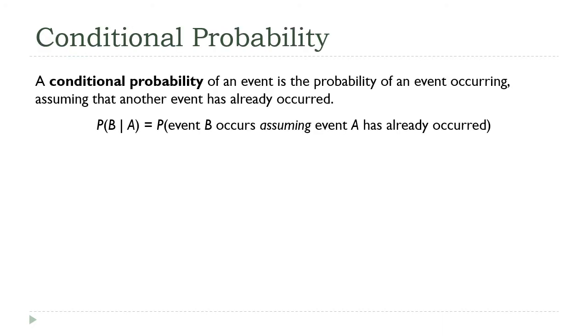Well, we need another concept first, right? It's this idea of a conditional probability. A conditional probability of an event is the probability of an event occurring assuming that another event has already occurred, right? And you see the way we write this, or we'll look at some examples in a minute. The way I would read this is the probability of B given A, right? And you see I've kind of laid it out here. Again, the probability of event B occurs assuming that A has already occurred. That's what that little bar means.